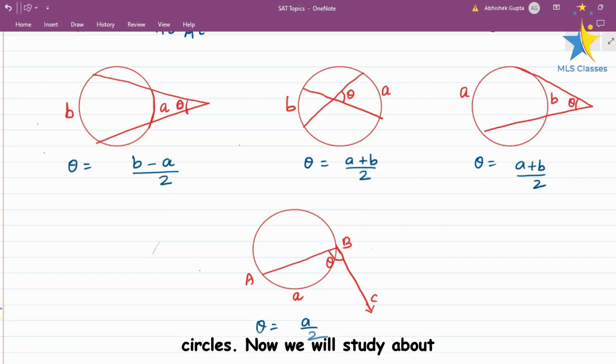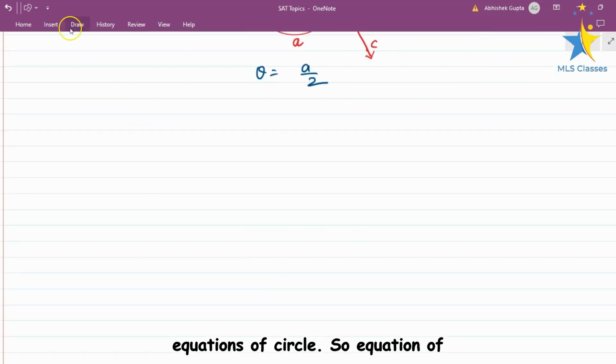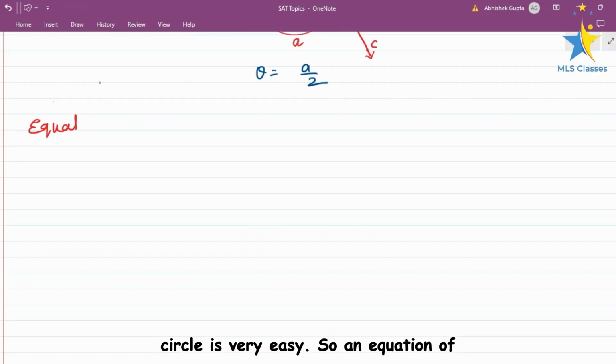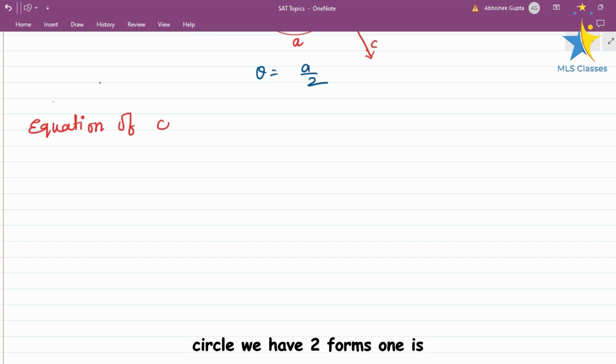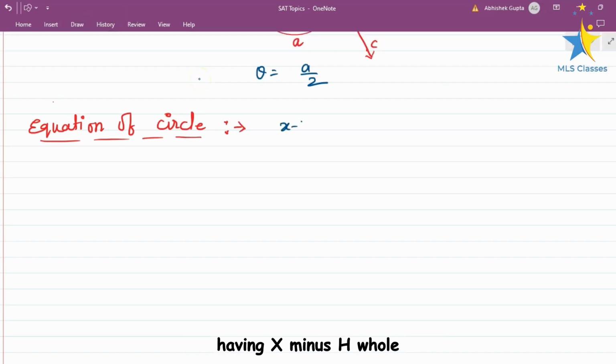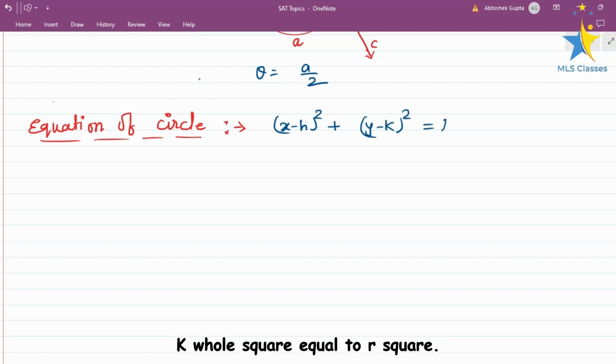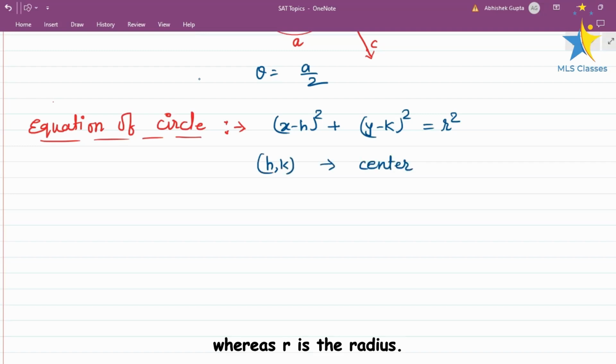Now we will study the equations of a circle. So the equation of a circle is very easy. In the equation of a circle, we have two forms. One is the standard form and another one is the general form. Suppose we have (x minus h) whole square plus (y minus k) whole square equal to r square. This is called the standard form, where (h, k) is the center, whereas r is the radius.